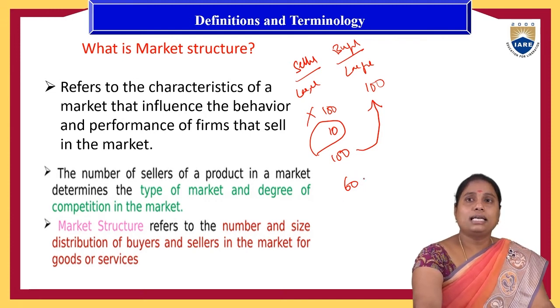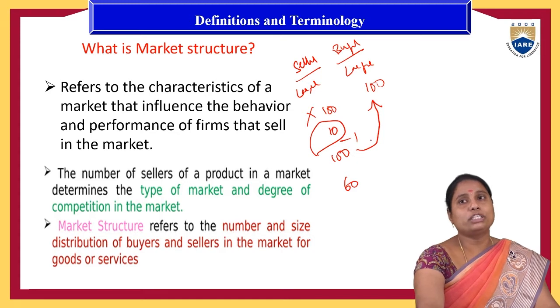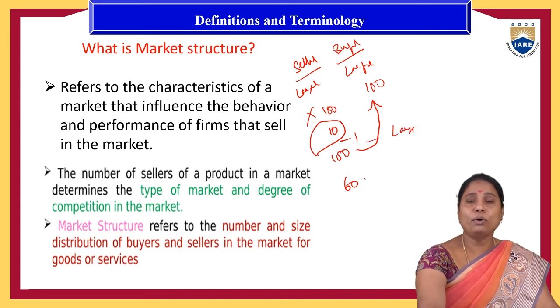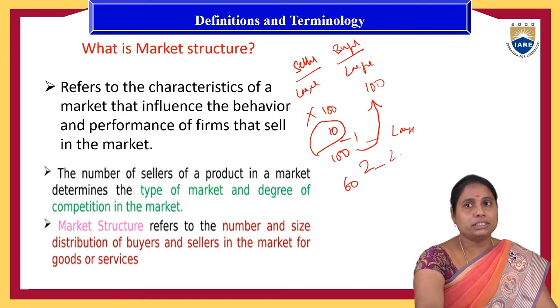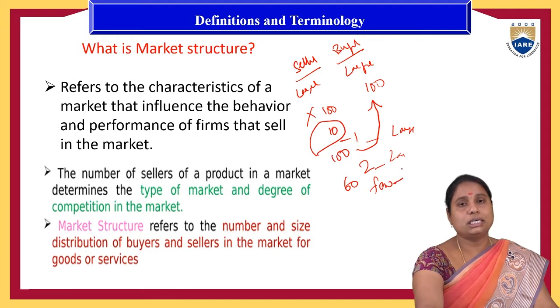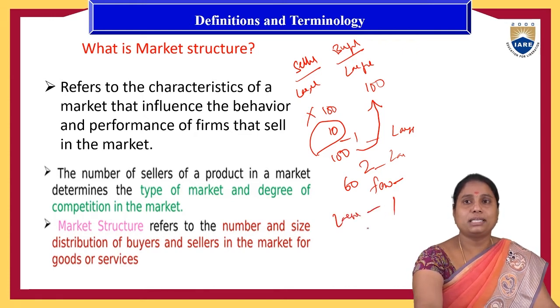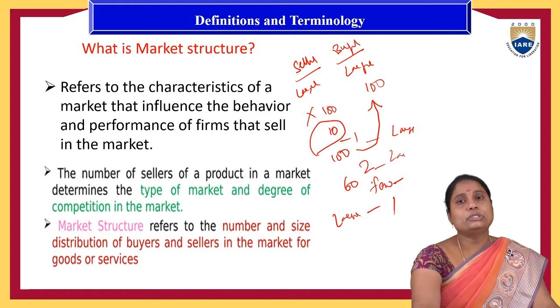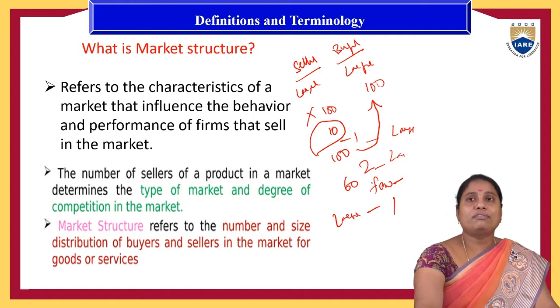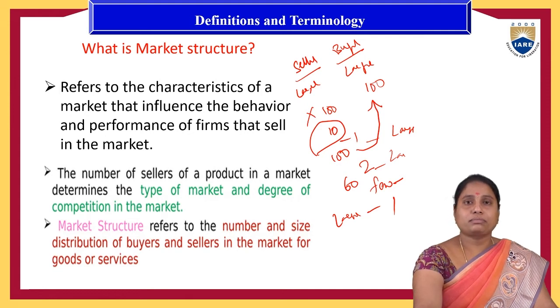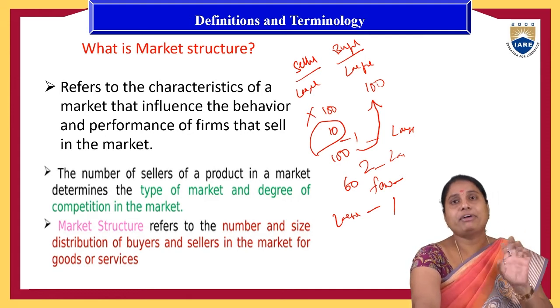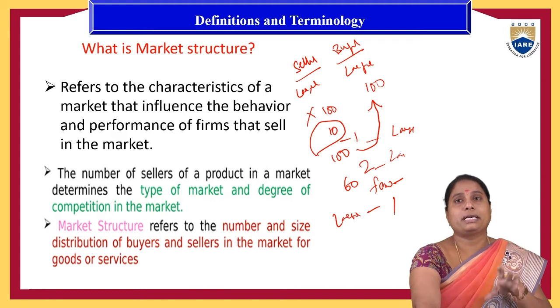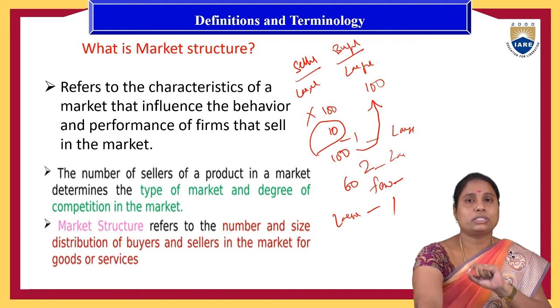Let us say only one seller is there and a larger number of buyers: monopoly. Two sellers and a larger number of buyers: duopoly. Few sellers and a larger number of buyers: oligopoly. A larger number of sellers and one buyer: monopsony, duopsony, oligopsony. So based on the number of buyers and sellers and the factors affecting the characteristics of that particular market, it is called the market structure.